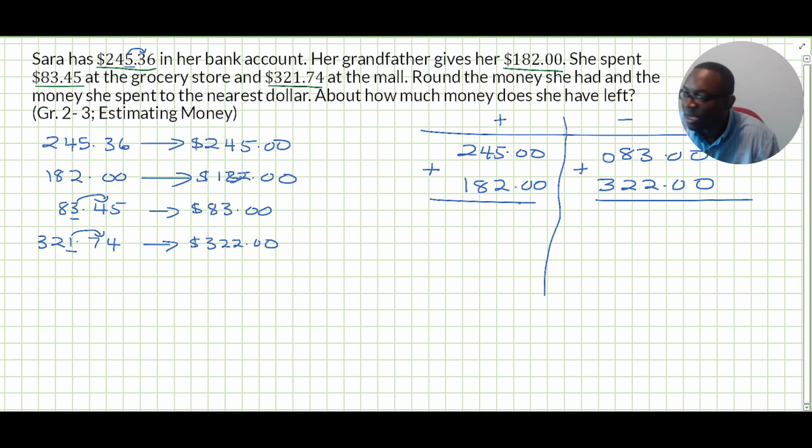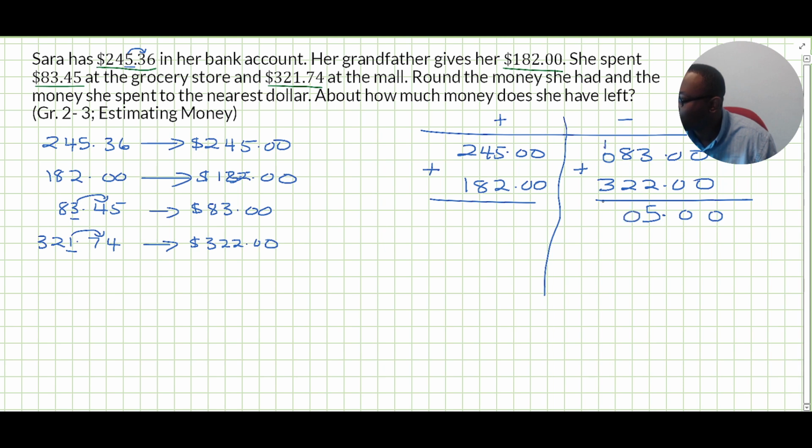So now we're going to add all this together. We put a 0 here so we have the same number of digits. So now we have 245 plus 182. That's how much she has. And 83 plus 322 is how much she spent. So let's go ahead and add this together. We have 0, 0 here. 3 plus 2, we have 5. 8 plus 2, we have 10. We write 0 and we carry 1 up here.